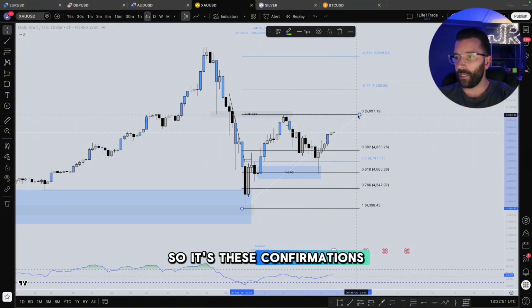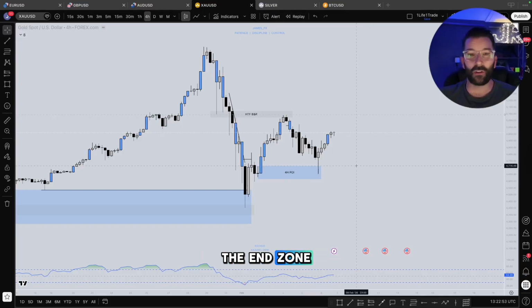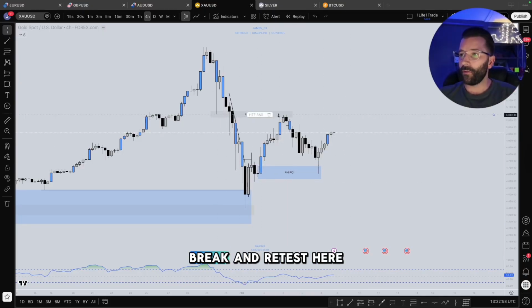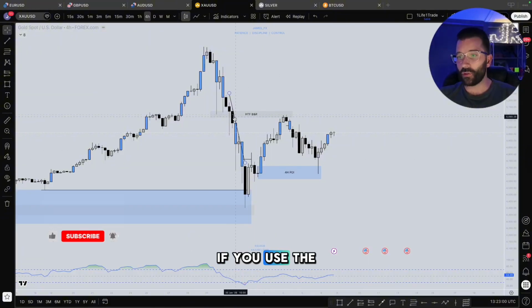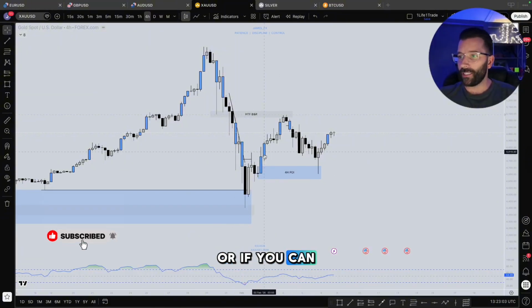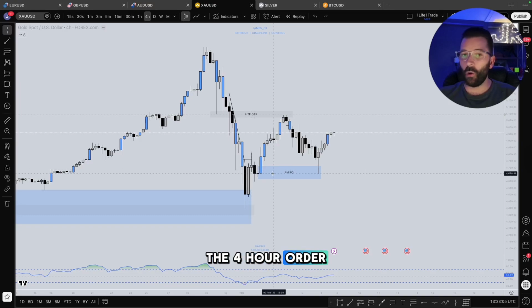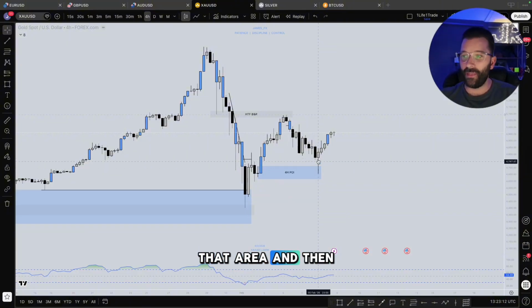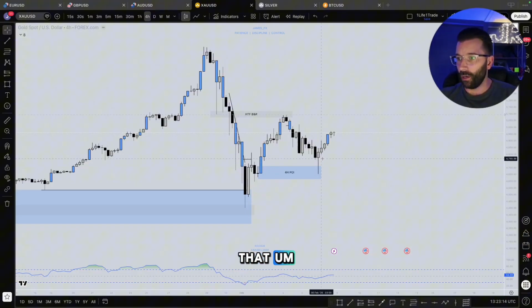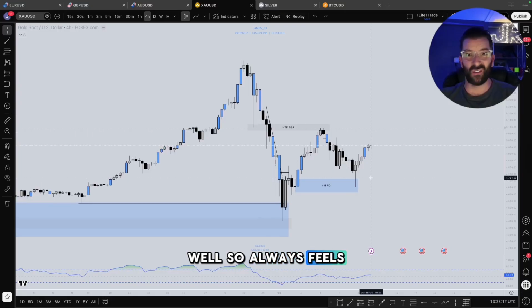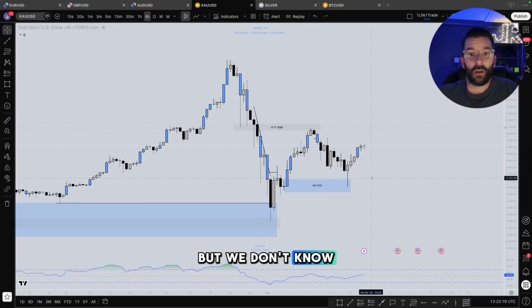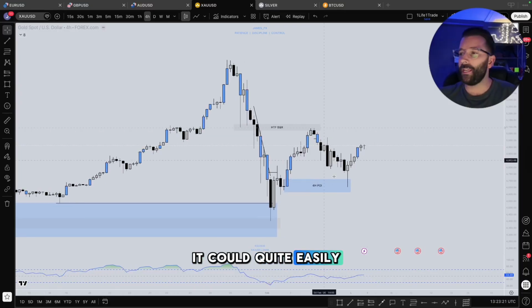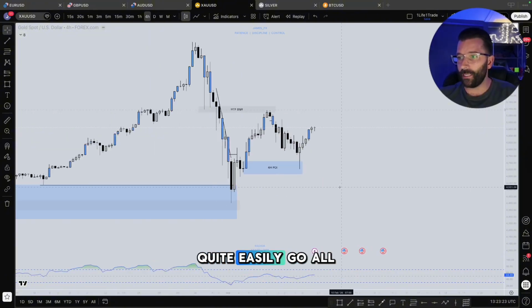So it's these confirmations that make you think, right, it could react from the zone. There's a reason for it to react. When you have a break and retest here, if you use the Fibonacci, or if you can see the imbalance, if you can see the 4 hour order block, there's a reason for it to come back to that area. And that's the reason it's come back to that area and then reacted. I think I called that on a live as well. So it always feels a little bit better. But we do not know. It could quite easily go all the way through.